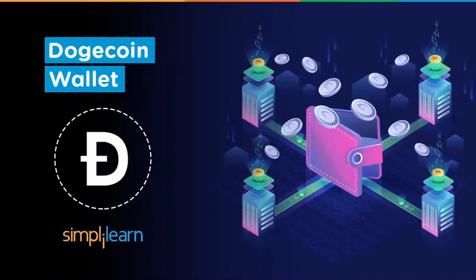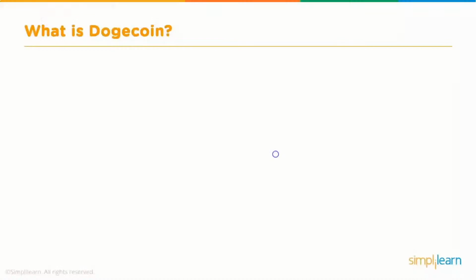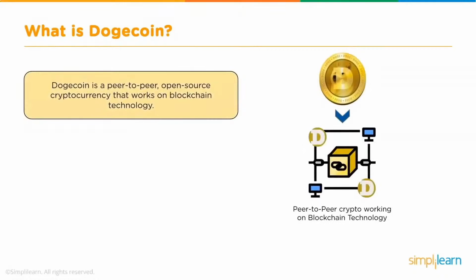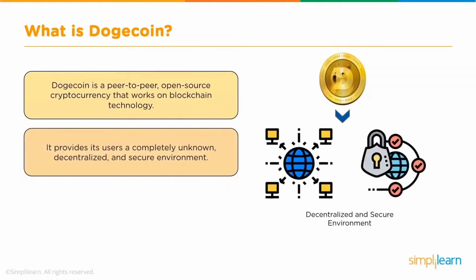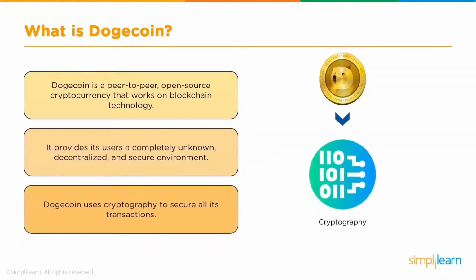We covered what Dogecoin is, its value today, and understood Dogecoin mining and its concepts in the previous two videos. Now let's proceed further and look at how to create a Dogecoin wallet and how to use it. Let's get started. What is Dogecoin? Dogecoin is a peer-to-peer open source cryptocurrency that works on blockchain technology. Also, it provides its users a completely anonymous, decentralized, and secure environment free from any third-party interference to make their transactions. Dogecoin uses cryptography to secure all its transactions.